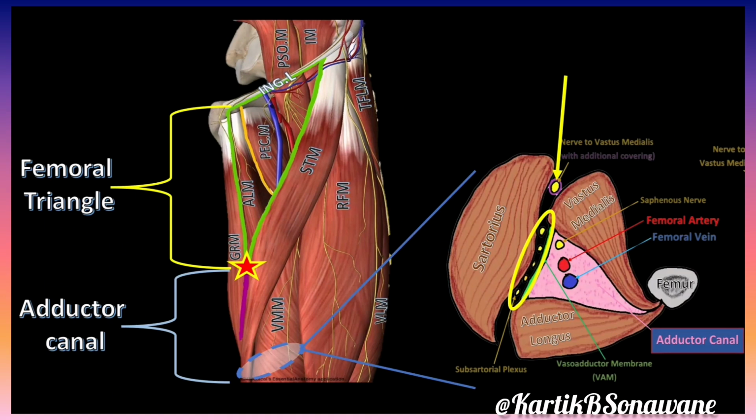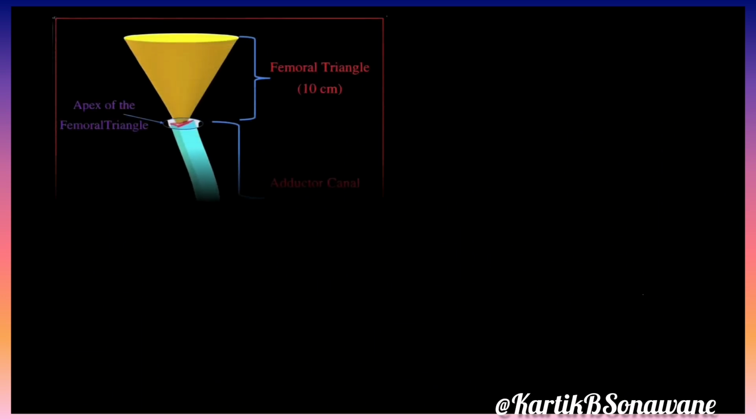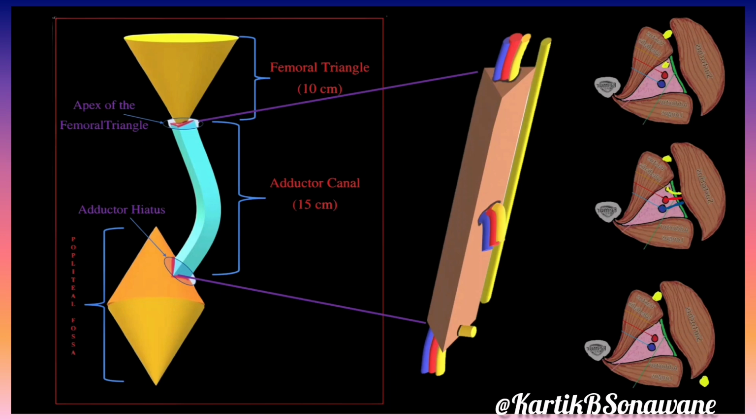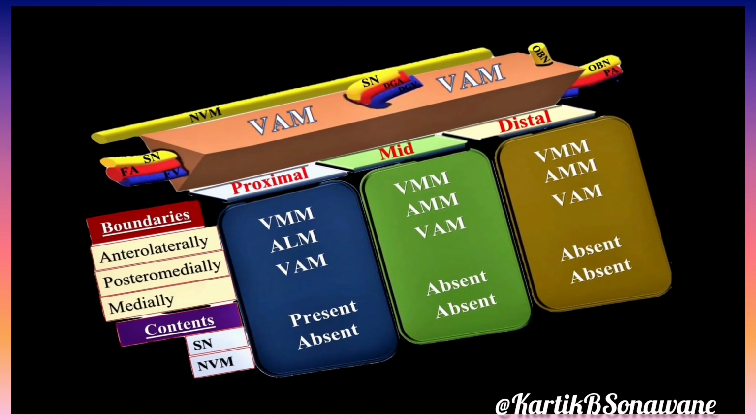The femoral triangle is a conical subfascial space that continues into the musculo-aponeurotic tunnel, leading posteriorly to the diamond-shaped popliteal fossa. This unique anatomical arrangement creates a visual impression of a funnel leading into a tunnel within the thigh. Therefore, the adductor canal serves as a passageway for structures that move between the front and the back of the thigh. The adductor canal consists of three foramina.